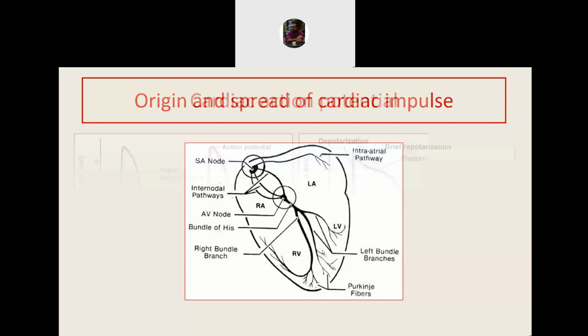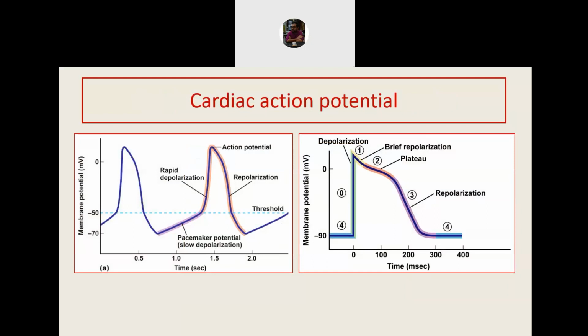Now, how does this autorhythmic potential generate? In the heart, we have two types of action potential. The slow response action potential that has a slow slope, and a fast response action potential that has a fast slope. The pacemaker cells like the SA node and AV node show the slow response action potential. And the contractile cells show the fast response action potential. We will now talk in detail about their ionic basis and how they contribute to the cardiac properties.